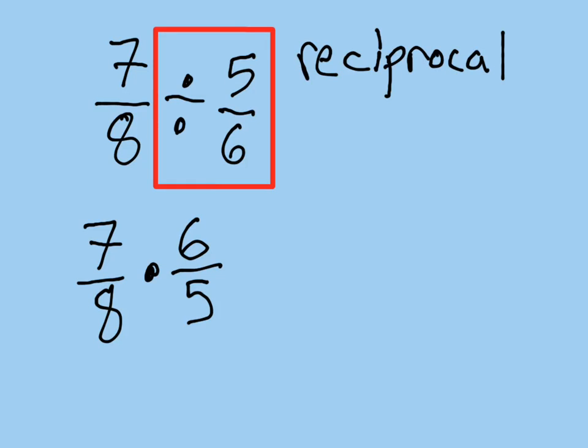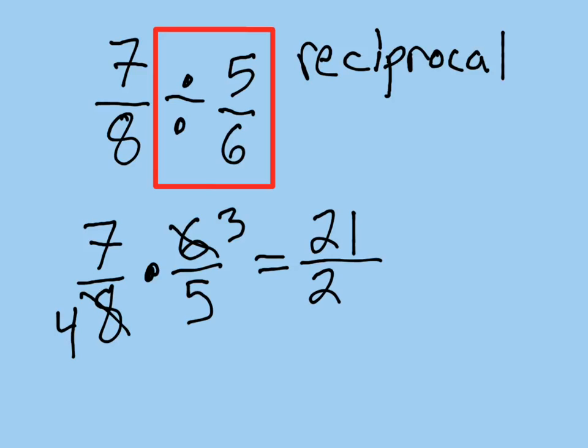So finding the reciprocal is really easy. You just basically flip the fraction over. So now we simplify if we can, because this is just like multiplying. In fact, it is multiplying. So here, 2 goes into 6 3 times, and 2 goes into 8 4 times. And then I believe that's all the simplifying we can do. 7 times 3 is 21, and 4 times 5 is 20. So our answer is 21/20.